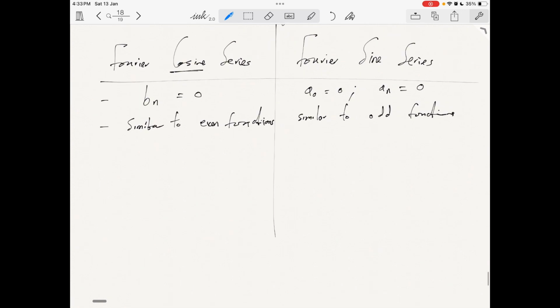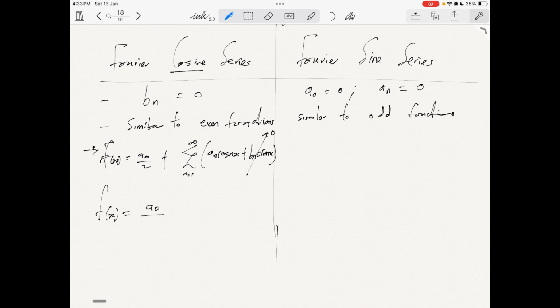Having established that, from our formula we remember that the Fourier series f of x is a naught over 2 plus summation of n is equal to 1 to infinity of an cos nx plus bn sin nx. Now if bn is equal to 0, everything here turns to 0. So our formula for the Fourier cosine series is f of x is equal to a naught over 2 plus summation from n is equal to 1 to infinity of an cos nx.